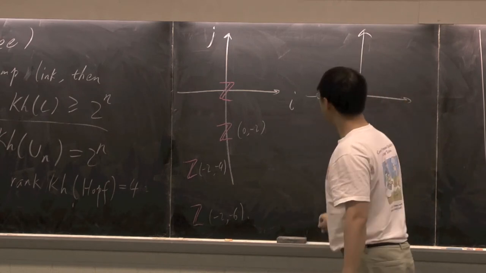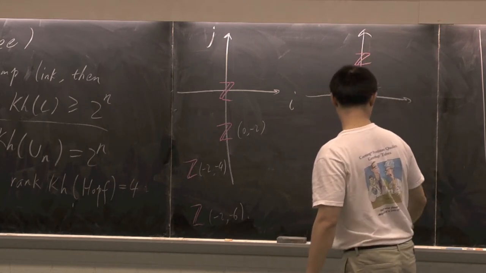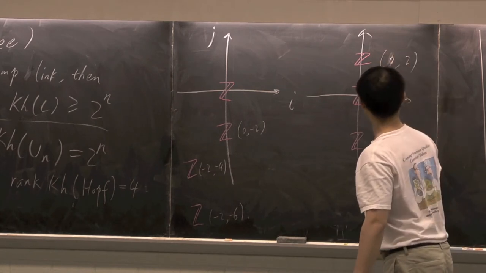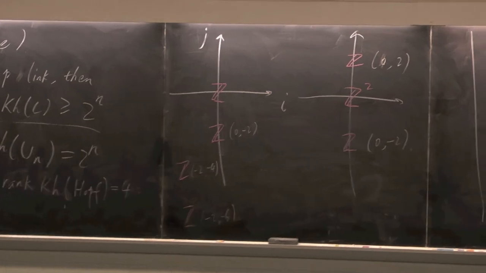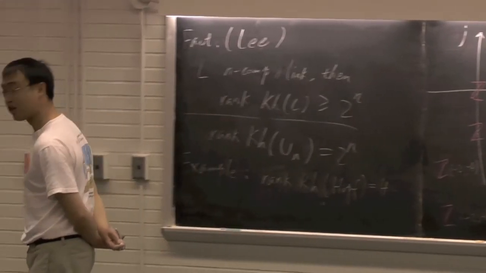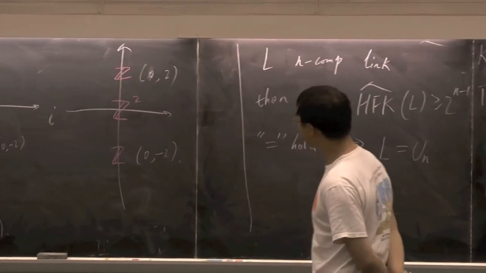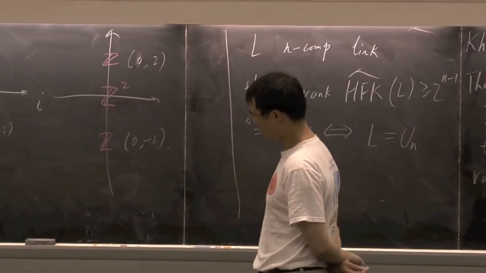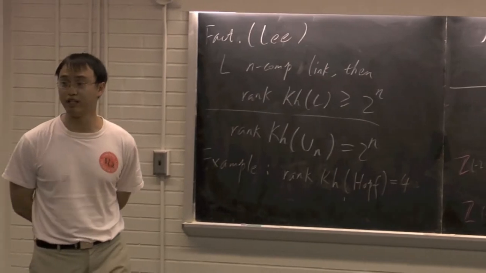And now, if you consider the two-component unlink, then it's this one. So this coordinate is (0, 2), and this coordinate is (0, -2). So the Khovanov homology for the Hopf link and the two-component unlink have the same rank, but their bigradings are different. So in order to distinguish the Khovanov homology of a link from the unlink, you have to consider the bigrading.